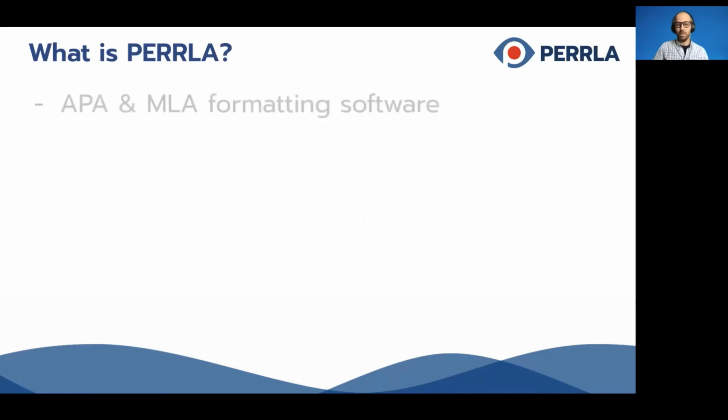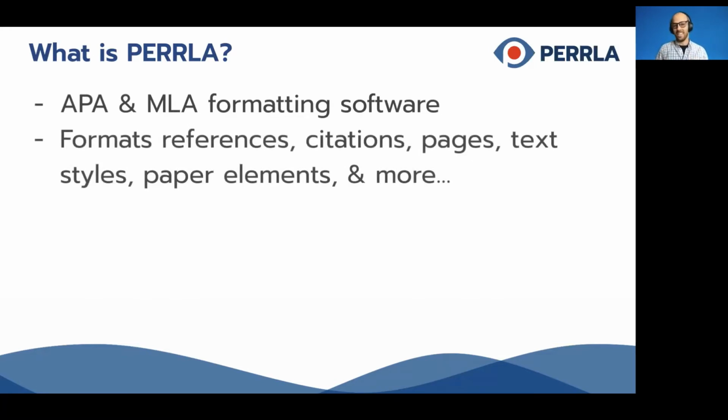So what is PERRLA? PERRLA is the most comprehensive and accurate APA and MLA formatting software available. We have been doing it for a long time. We have helped millions of students, and we handle everything in your paper. While there are other tools that will give you a reference or a citation, PERRLA handles the formatting for your paper from the title page all the way through the reference section. We do references, citations, page layout and format, text styles and headings, paper elements like abstracts, tables of content, figures, and tables, and all the other little small things that make writing APA and MLA papers a real pain.